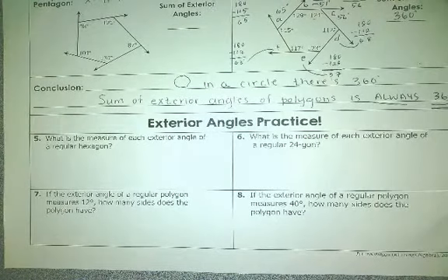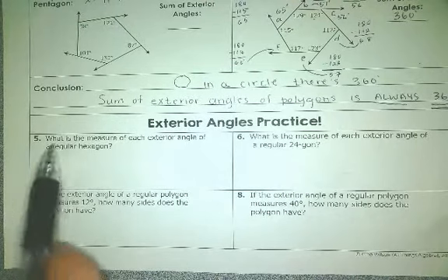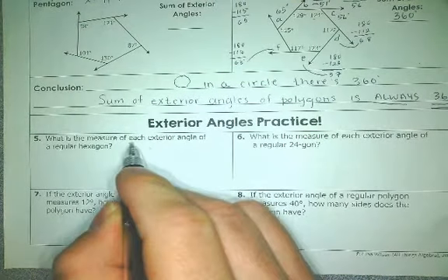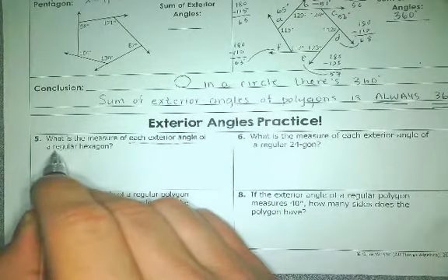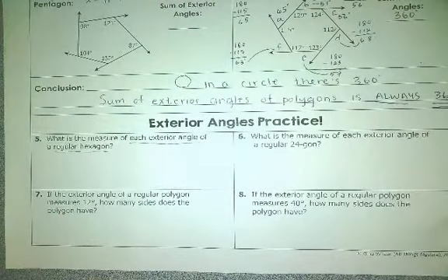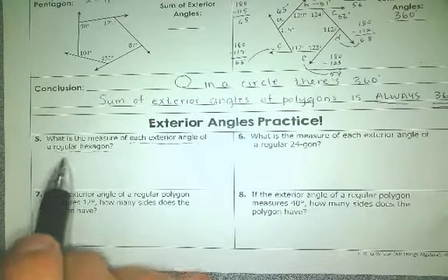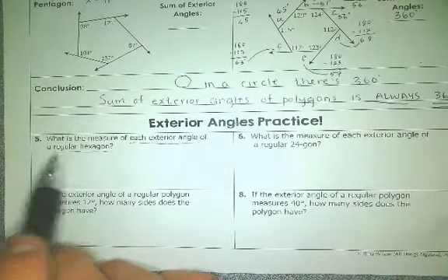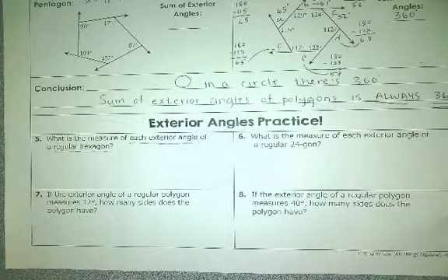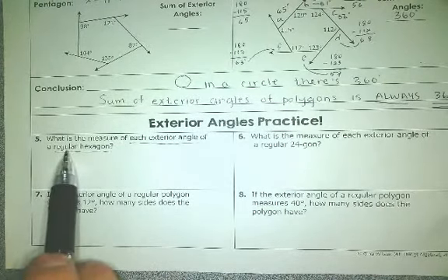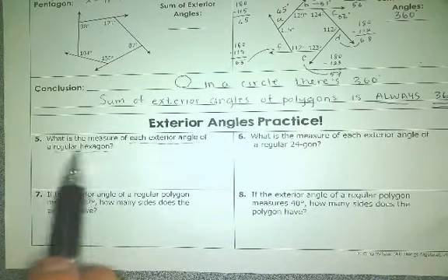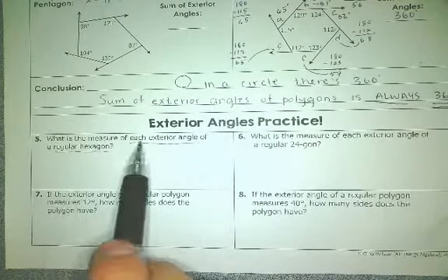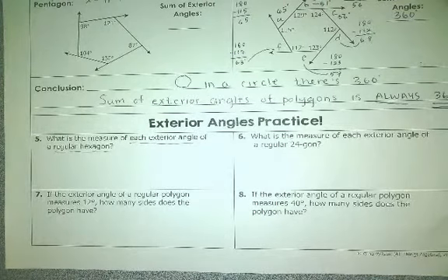Alright, so we're going to take a look at two examples. We're going to do number 5 and number 7. Number 5, what is the measure of each exterior angle of a regular hexagon? Remember, regular is just a fancy word for saying that every single angle is the same. So we have 6 angles that are the same. Regular hexagon, 6 angles are the same. We're going to need to find one measure of each exterior angle.